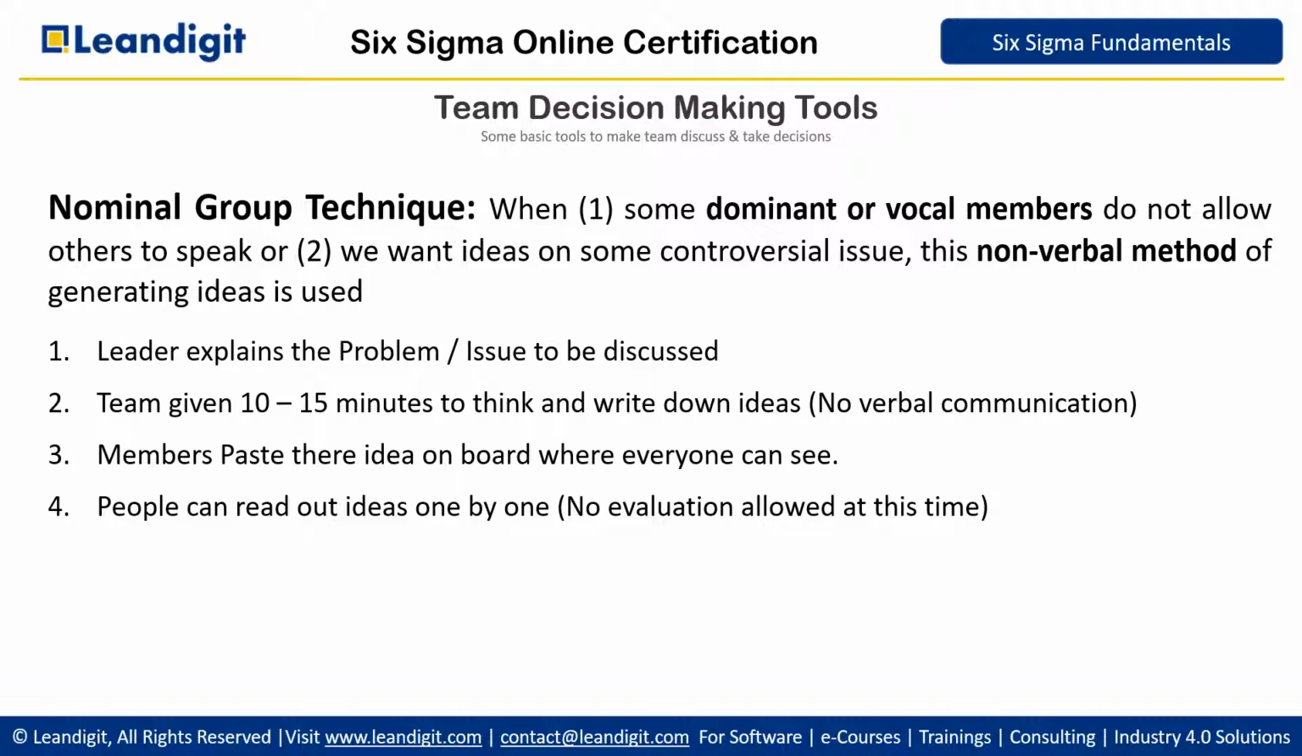But if the issue is controversial, we should ask the leader to read all the ideas, and evaluation of ideas during this period is not allowed. After this, we should clarify the ideas, what each idea means, and this completes our nominal group technique, a very effective method when members need to be involved.